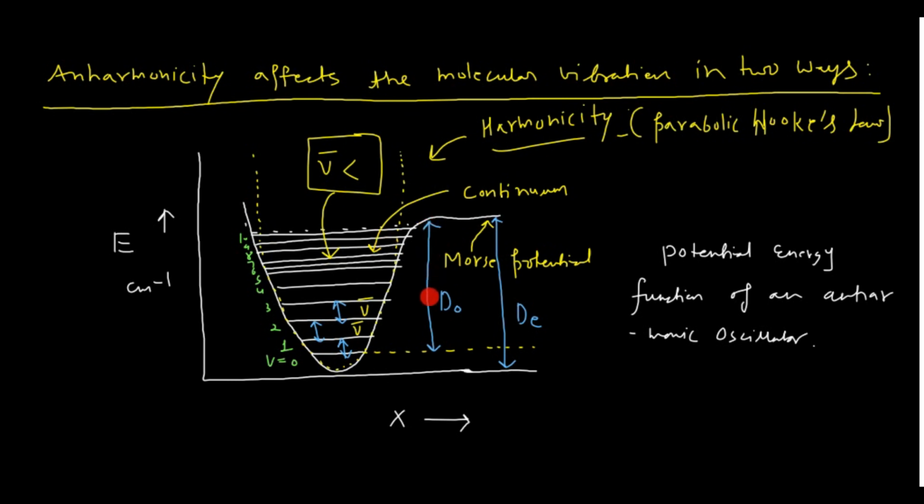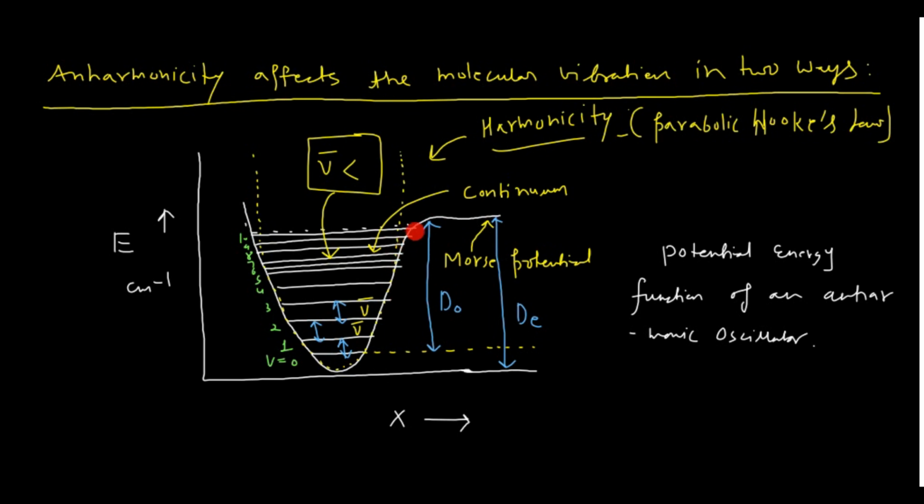And this DO is basically your dissociation energy. This DO is the experimentally determined dissociation energy. And DE is the dissociation energy of the molecule reckoned from the lowest point of the curve. So this is the bond dissociation energy, the actual bond dissociation energy which we find experimentally, and this is actually the Morse potential. This is the Morse function.